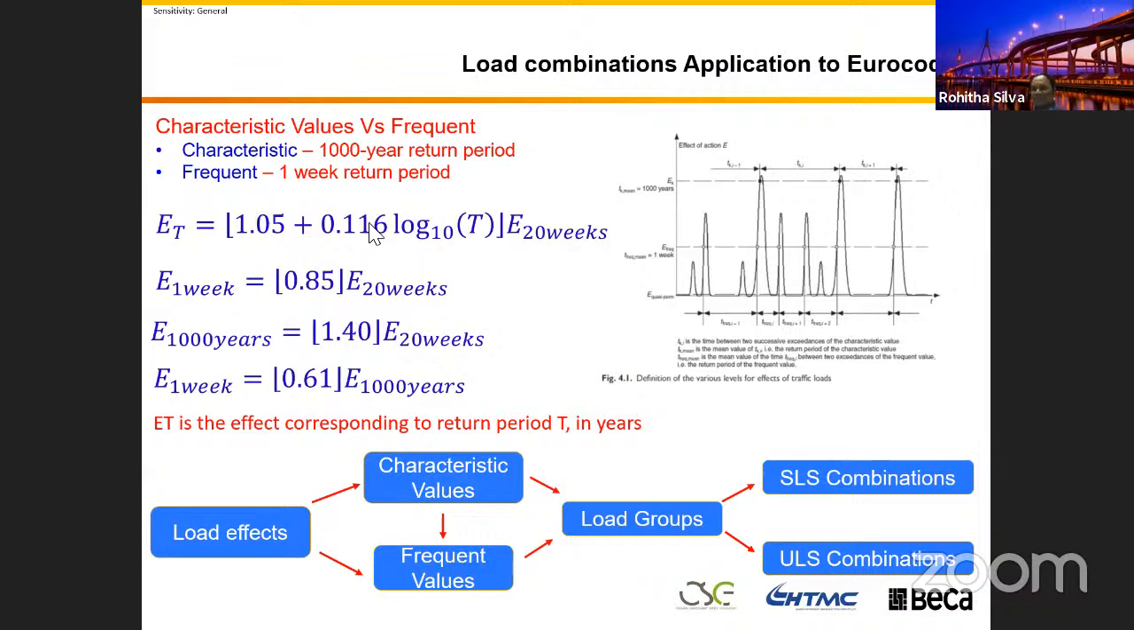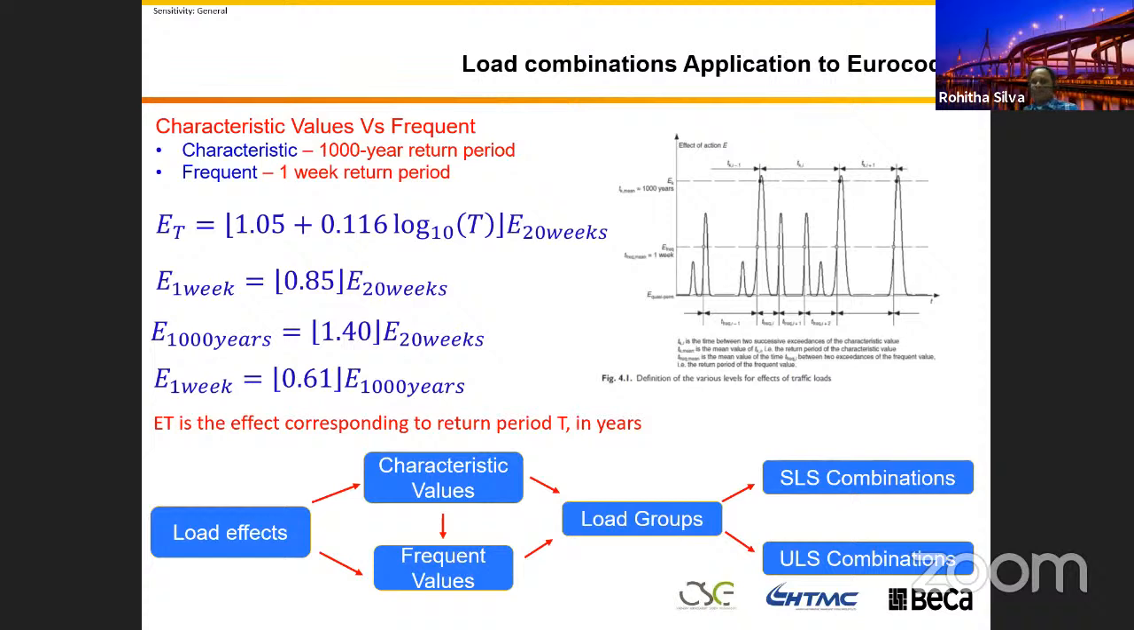There's a correlation they have developed between these two effects. The correlation is based on the effect of 1 in 20 weeks one. Using simple maths, T is for week, T is for 1,000 here because it's on a logarithmic scale. You can get the relationship between 1 in 1,000 year and once in a week. The characteristic one against the frequent one is about 60% of that value.